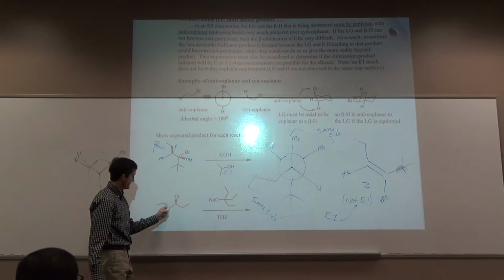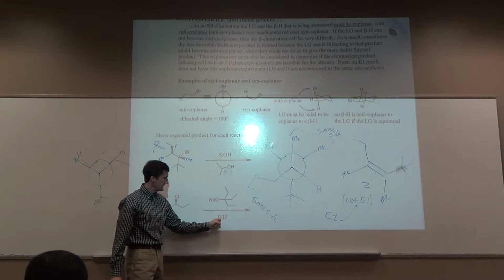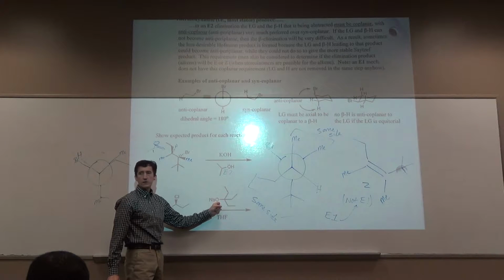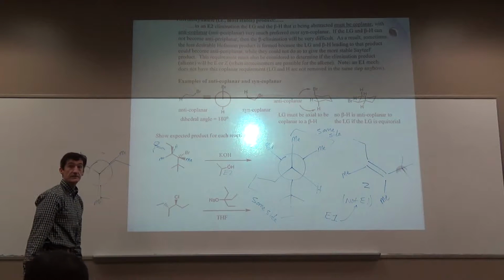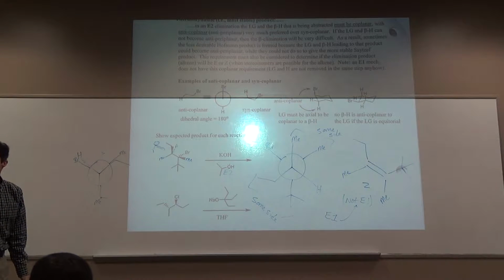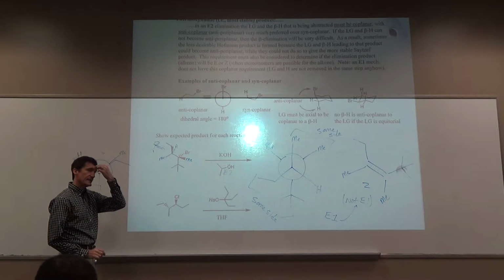Okay, next one. We've got a tertiary carbon with a leaving group. THF is just a solvent, tetrahydrofuran, a common inert solvent. Strong or weak? Strong. Sterically hindered? Yes, very sterically hindered. So, which product do you expect here? What mechanism first off? E2. Why E2? Why not SN2?